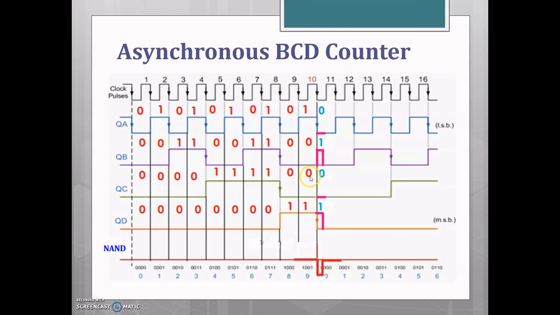So when it reaches 1 0 0 1, the next count is 1 0 1 0. When the B value and D value are 1, the NAND gate output will be equal to 0. So the circuit is cleared to 0 0 0 0. This 1 0 1 0 will remain only for a very few nanoseconds. So immediately it goes to 0 0 0 0, and again it comes back to count 0 1 2 3 4 5 6 7 8 and 9.